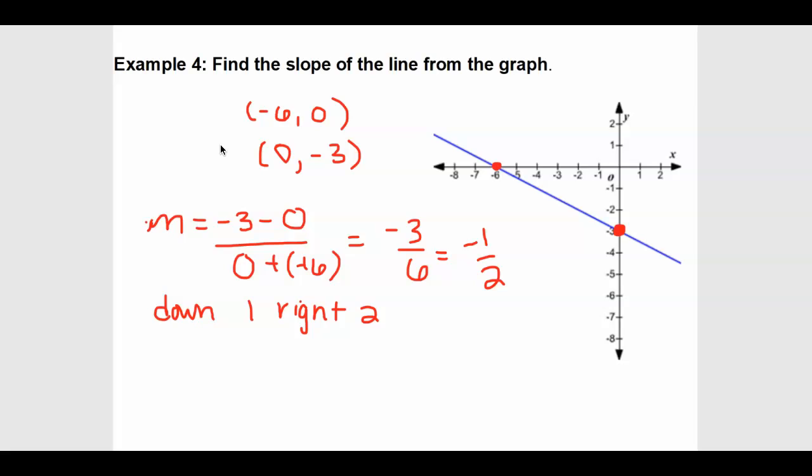Okay, you're doing the next page in the packet. It's page 79 in our book. You are doing 9 to 21. So 9, 10, and 11 are on the front, and then 12 to 21 are on the back. So you're finding the slope for a table, and you're finding the slopes of graphs, and finding the slopes with points.